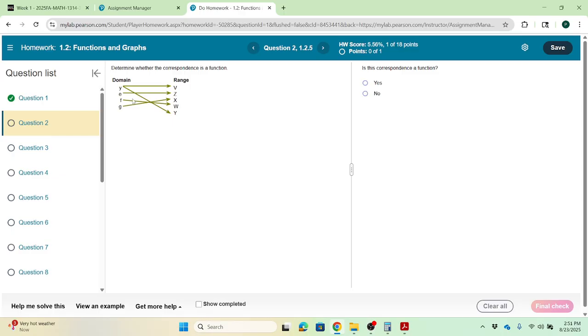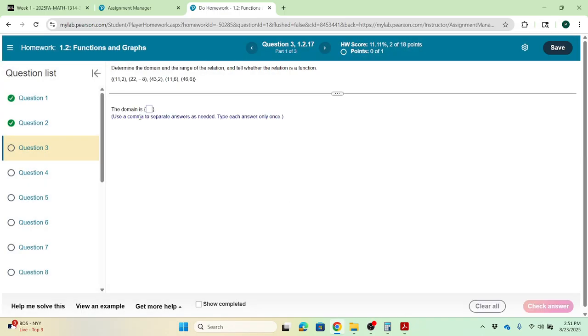What about the next example? Here, these are the sets of the domain and these are the sets of the range. As you can see here, from the y, there are two arrows going towards two different elements. So y as an input gives you two outputs, capital V and capital Y. That is not a function. It must have only one arrow. So it's not a function.